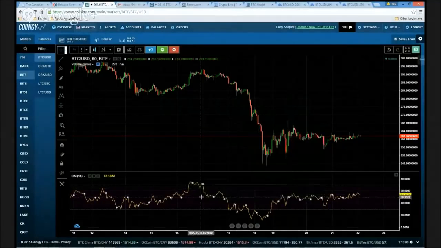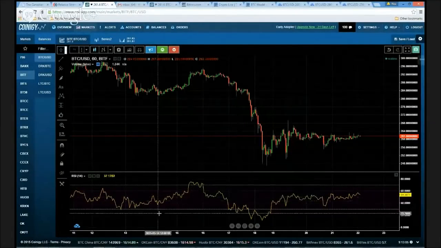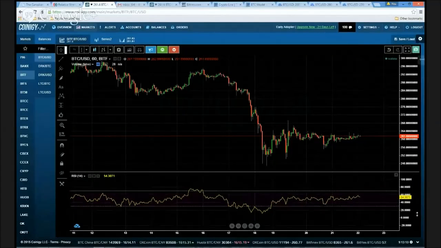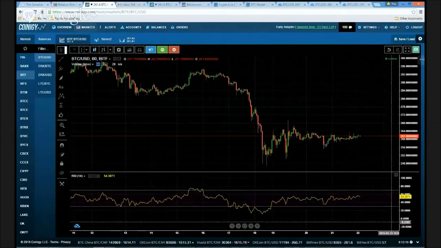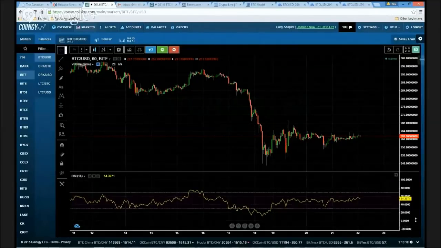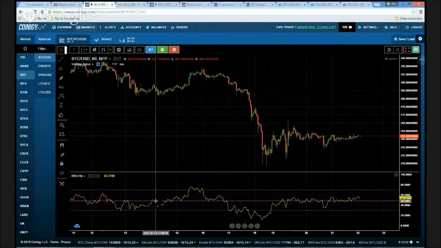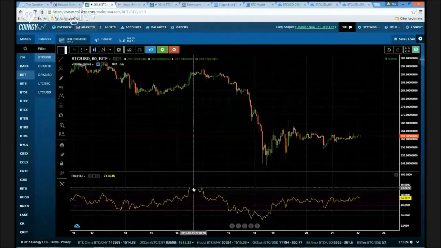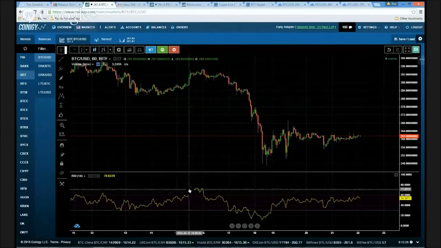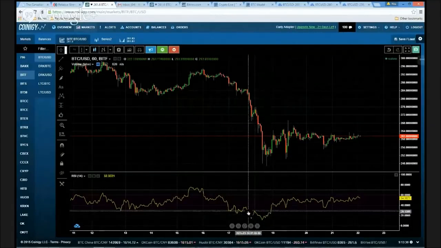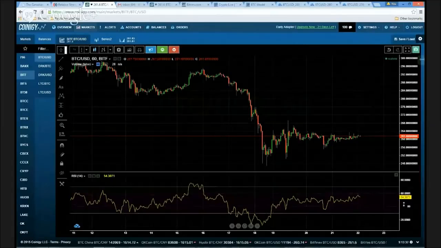All right. And as we can see, this index itself has a minimum reading of 0 and a maximum reading of 100. Right. It can't go below 0, and it can't go above 100. So why don't we leave it like that? All right. And simply put, readings above 70 are considered overbought, and readings below 30 are considered oversold.